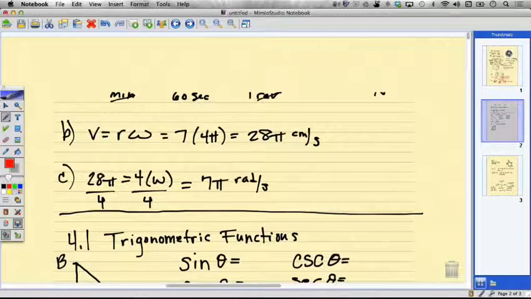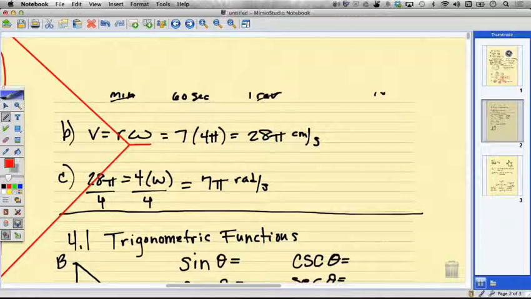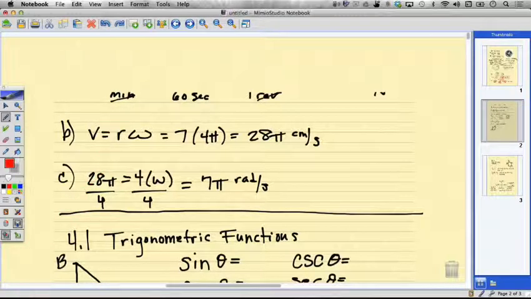Okay? So the next question says, what's the linear speed of the big wheel? I told you earlier, linear speed is just the angular speed times the radius. I love that thing right there. It's really great.